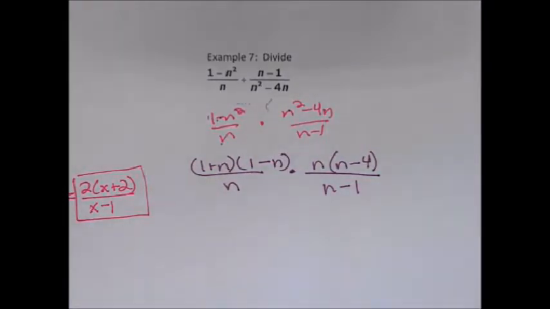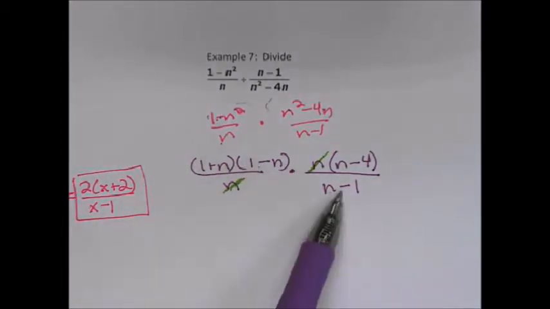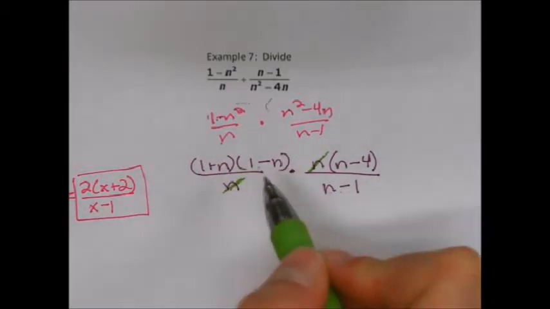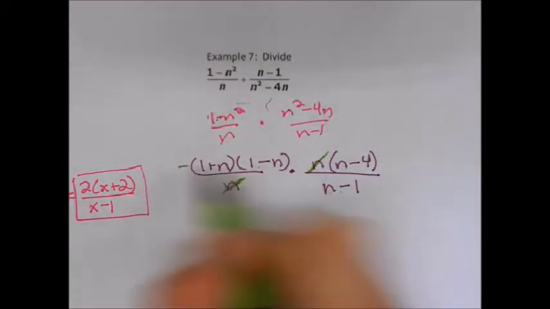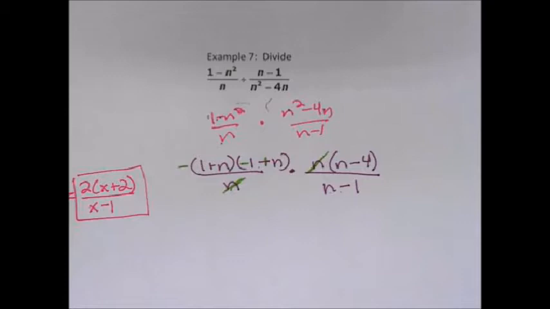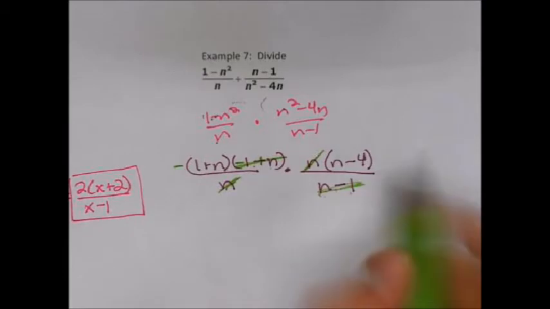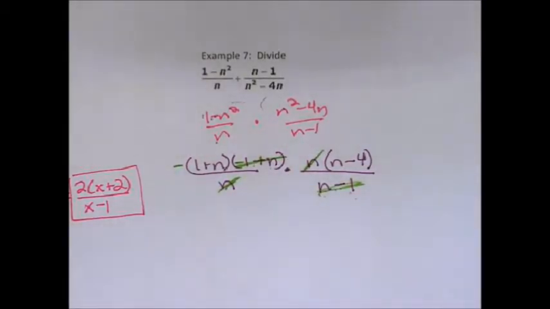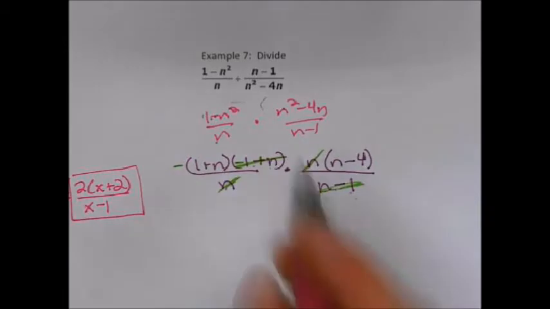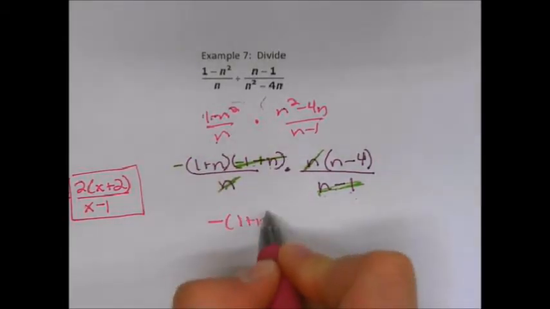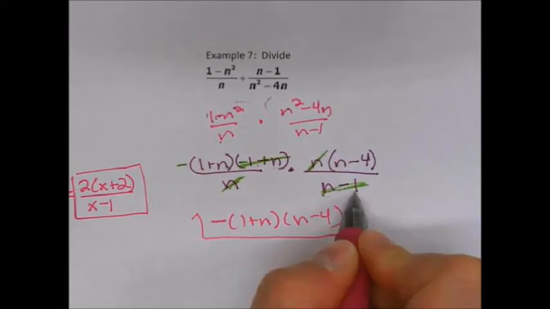I'm looking and I see that my n's can divide out, they cross out. I'm also noticing that these two are very similar. They're the opposite. So I can take out a negative 1. So I'm going to make a negative out here. We've got a plus, got a minus. I have a positive and negative 1, so they cross out. But they only crossed out when I took out that negative. So my final answer, I have negative 1 plus n times n minus 4.